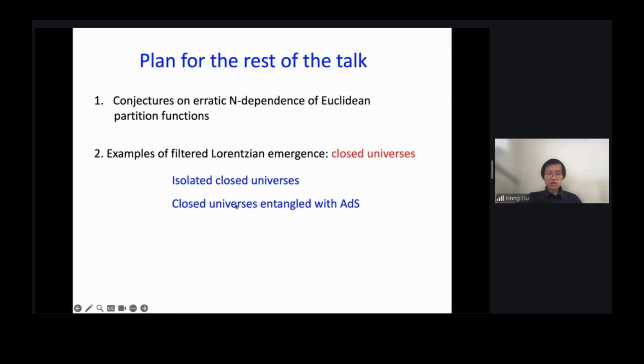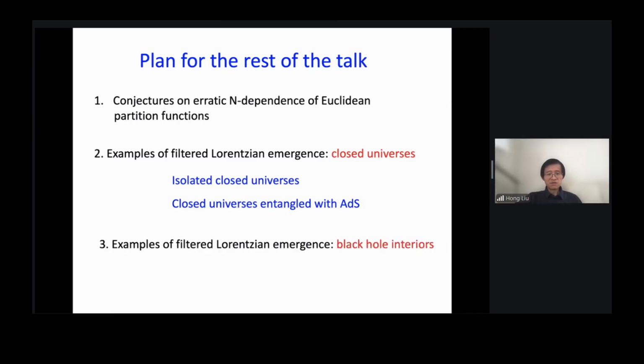But in the case of a closed universe entangled with AdS, because the AdS part has a boundary, you can identify a finite n CFT state with such a space-time. Then you can show that this closed universe arises from the erratic behavior of this kind of states, through the filtered Lorentzian emergence which I mentioned earlier.